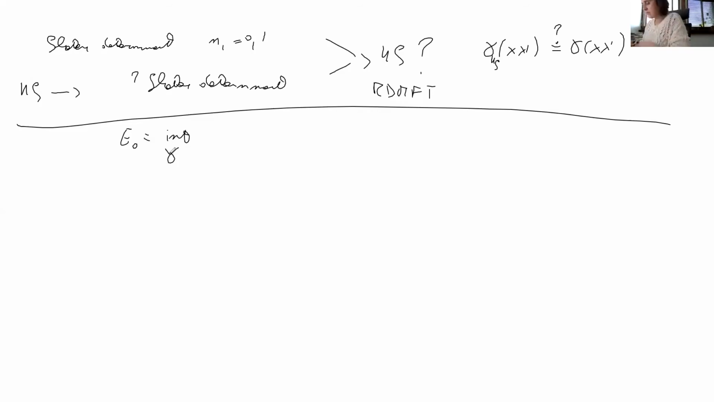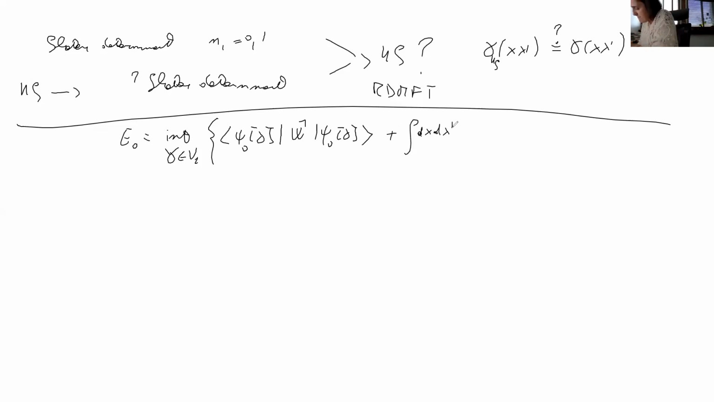So we go back to our energy functional, and we wrote that the ground state is found as the infimum over gamma in a set that I called like this, of N-representable, actually pure-state N-representable density matrices. So let me take back the expression. Okay, so it's this one.